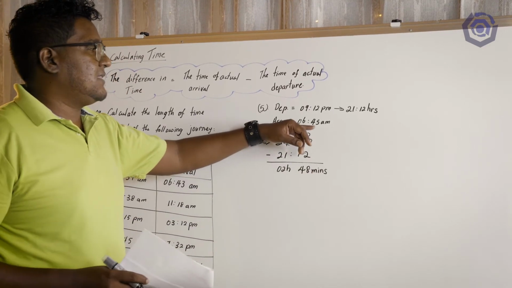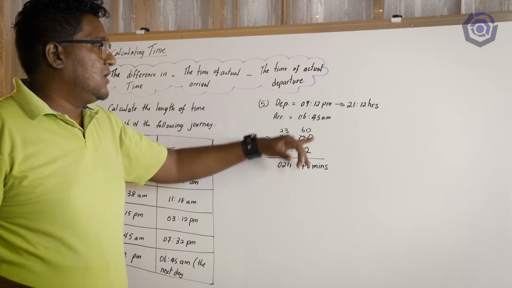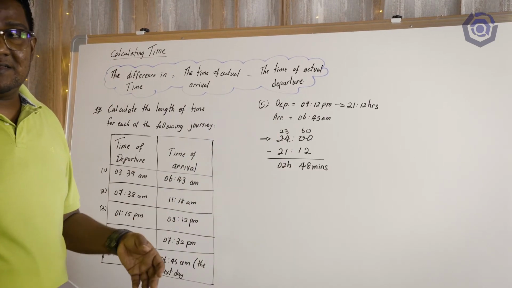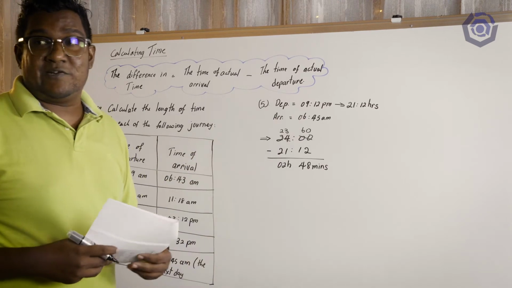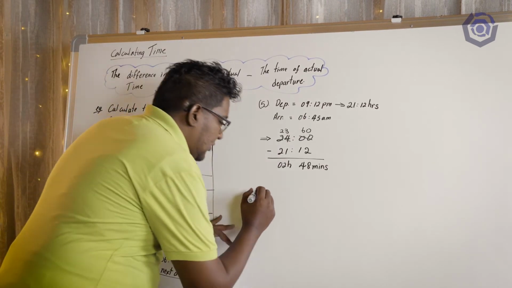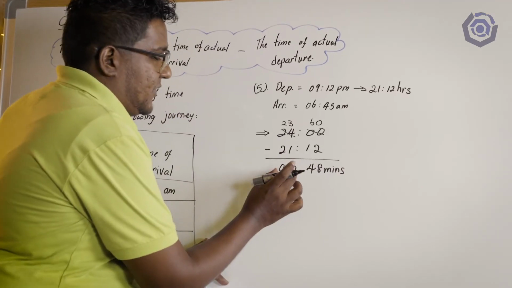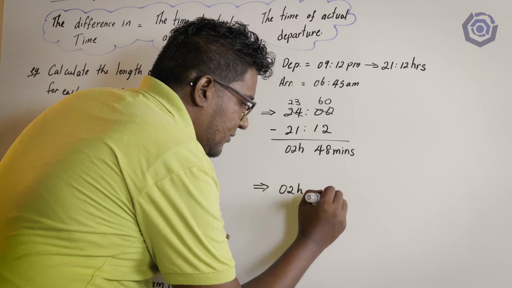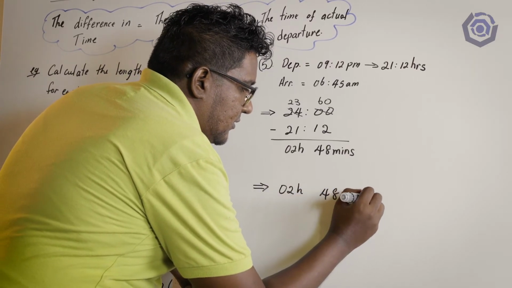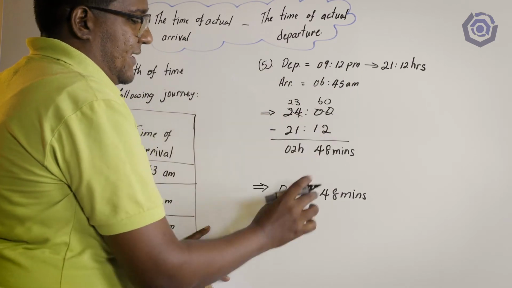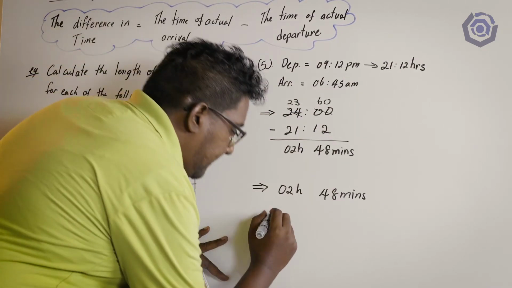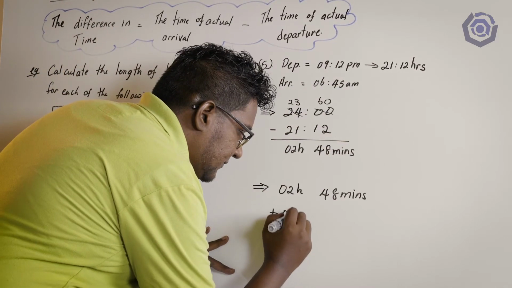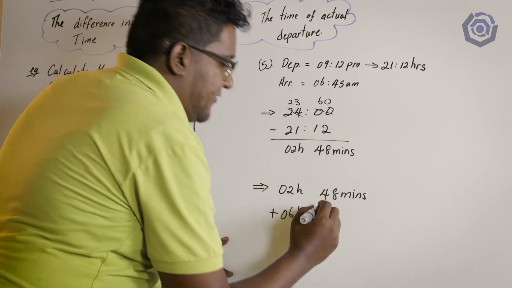And remember, they're arriving at 6:45 the next day. So from 12 midnight to 6:45 the next day is going to be 6 hours and 45 minutes. So we know that, right? So the final part is going to be this 2 hours 48 minutes that it took from 9:12 to midnight. They took 2 hours 48 minutes, plus from midnight to 6:45 it's 6 hours and 45 minutes.